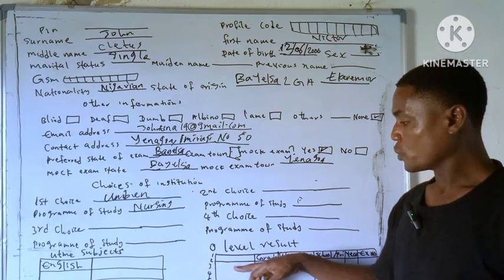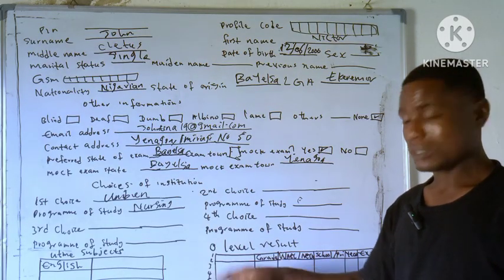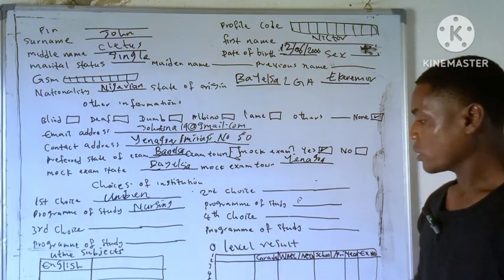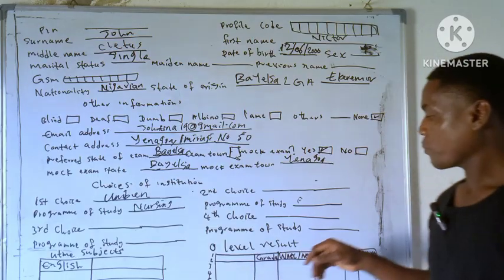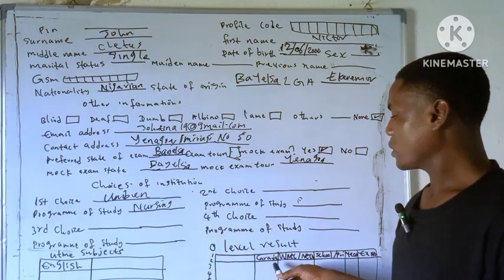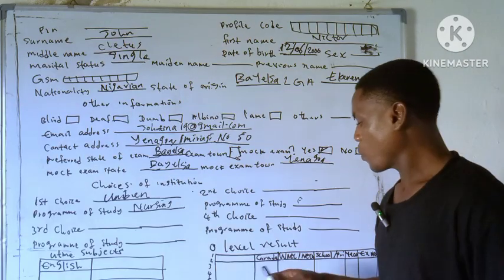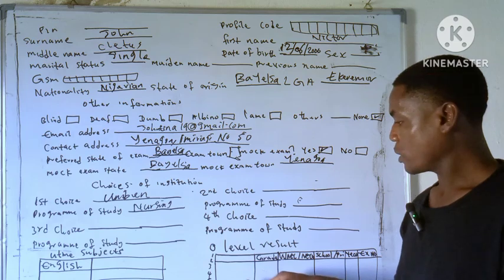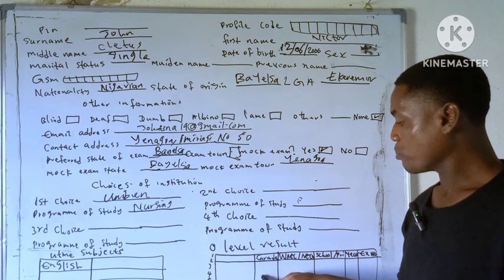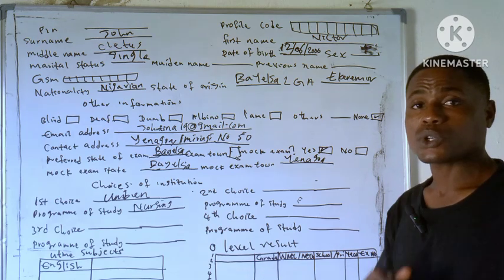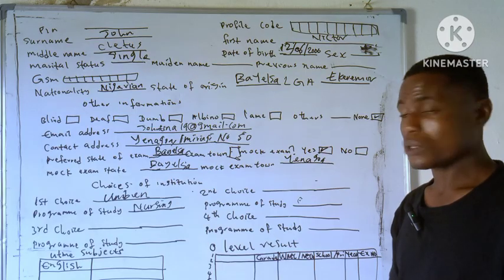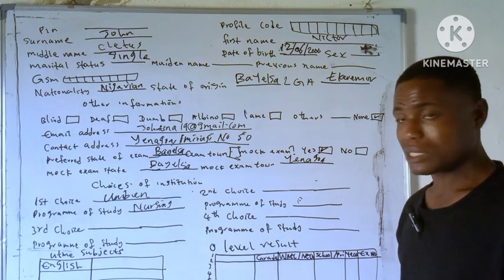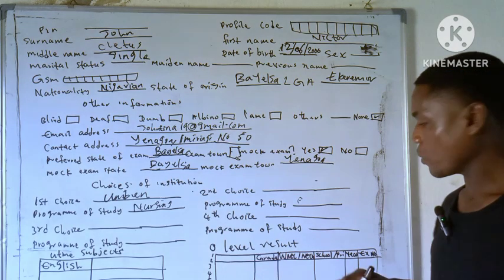Geography, math, English. Just look at your results, write all the subjects. So you can see the second line. This is for the grades, okay? So if your math is A1, you write A1. If your English is B2, you write B2. Make sure you look at your results well, okay? So you won't make any mistake. Are you getting it? Cross check before you write.